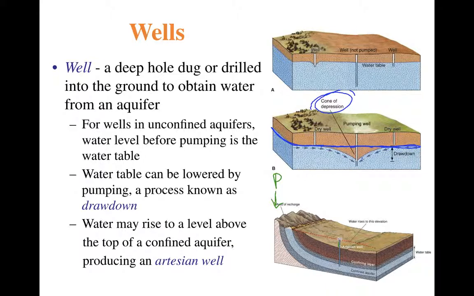Okay, water may rise to a level above the top of a confined aquifer, and what this does is it produces an artesian well. And if you know anything about an artesian well, it is like a free-flowing well. They're kind of cool too, not super common. I'm trying to think if there's any. I bet you there's some up on the mountain.